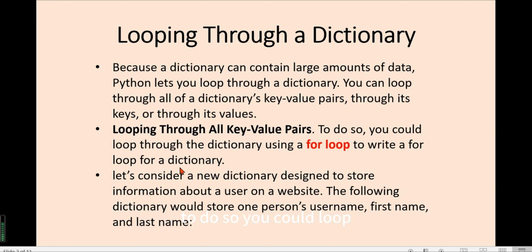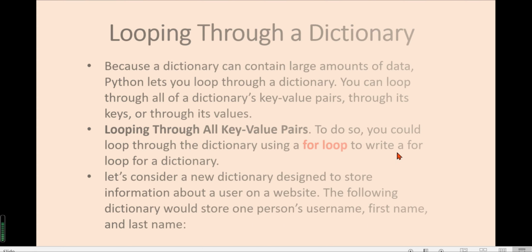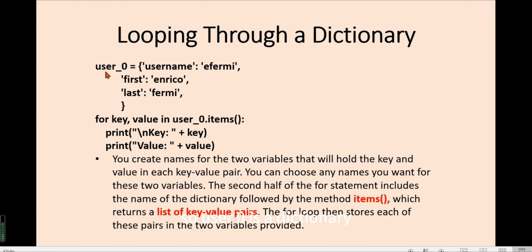To do so, you could loop through the dictionary using a for loop. Let's consider a new dictionary designed to store information about a user on a website. The following dictionary will store one person's username, first name, and last name. So user0 is a dictionary that has three key-value pairs: first is username, then first name, and this last name.